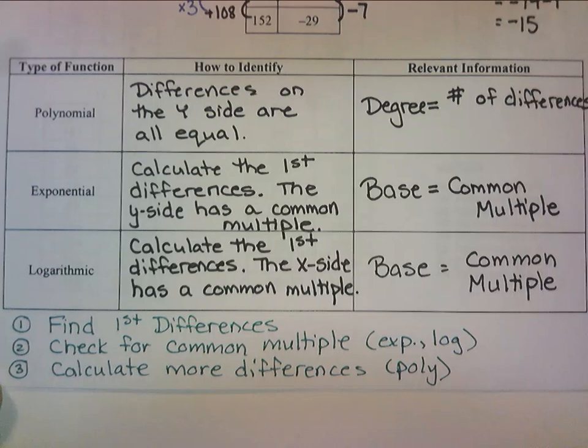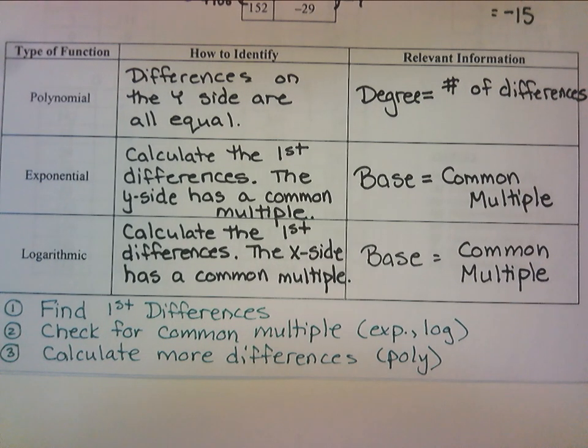So what I have written down here at the bottom is the sequence that I normally follow when I'm trying to identify the type of function. So the first thing you do is the first differences. Do them on the x side, do them on the y side, right? And then you want to check to see if it's exponential or logarithmic. So if it's exponential, you're going to notice that on the y side, those differences are all being multiplied by the same number or divided by the same number. If it's logarithmic, you're going to notice on the x side that all of the numbers are being multiplied or divided by the same thing.